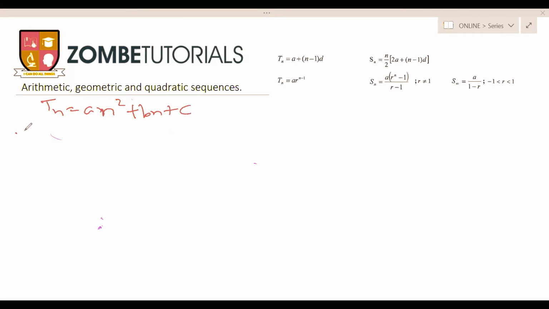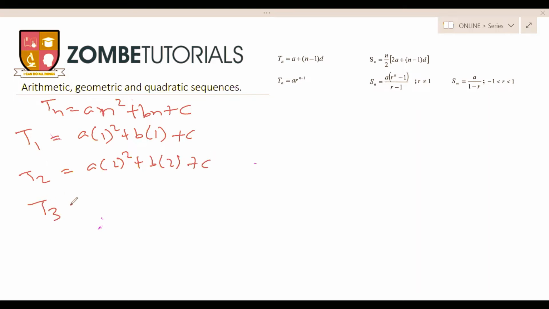So in other words, what we're saying is T1 is equal to what? A1 squared plus B1 plus C. And then T2 is equal to A2 squared plus B2 plus C. T3, substitute in place of n there, A3 squared plus B3 plus C. So this is the general formula that we use for our quadratic expression.